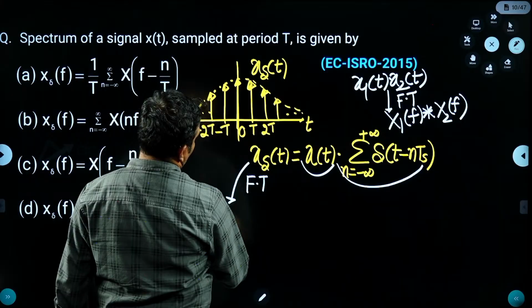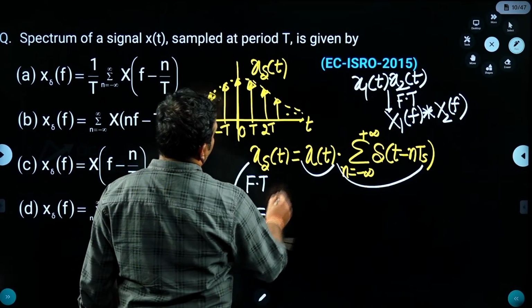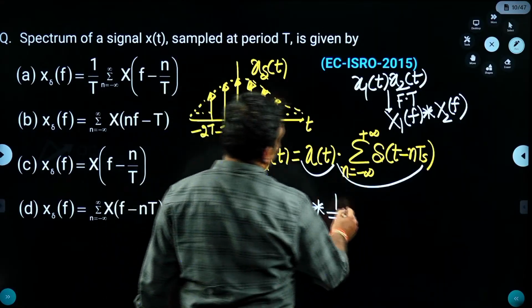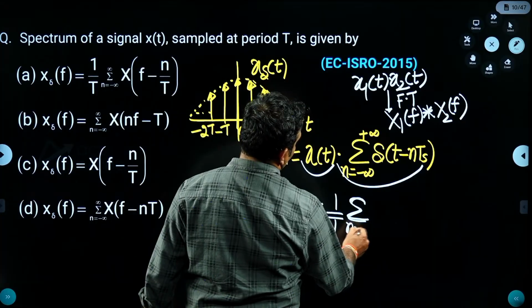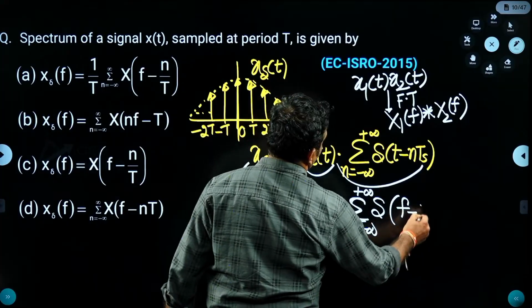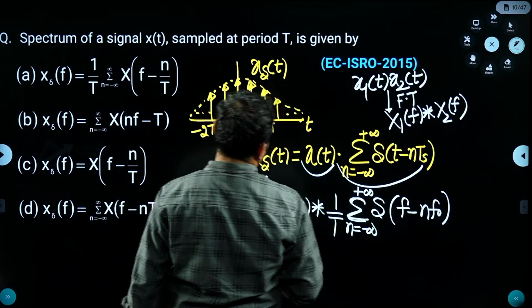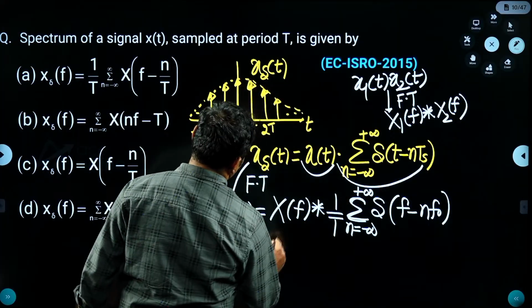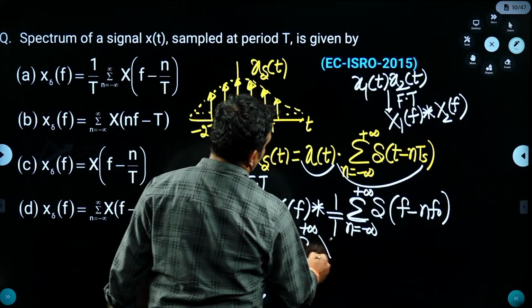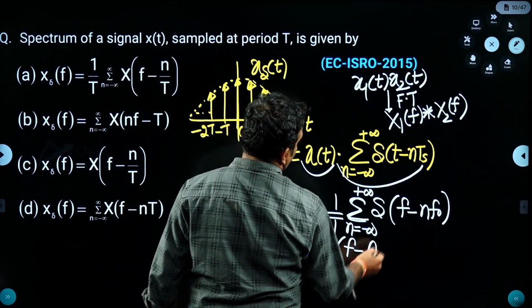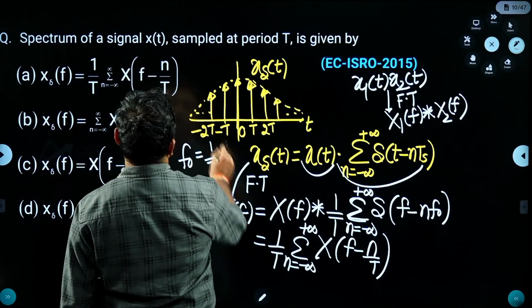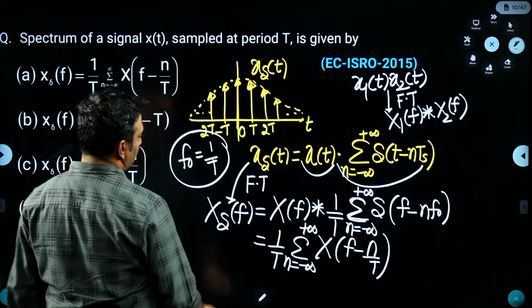So when you take the Fourier transform, x of t means X of f convolved with the standard periodic impulse train spectrum, that is another impulse train, delta of f minus n f naught. Any term convolved by an impulse means it is shifted by that much amount, 1 by T sigma X of f minus n f naught. F naught can be selected as 1 by Ts, the opposite of the sampling period.